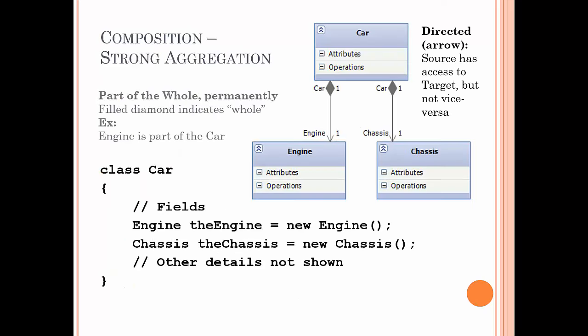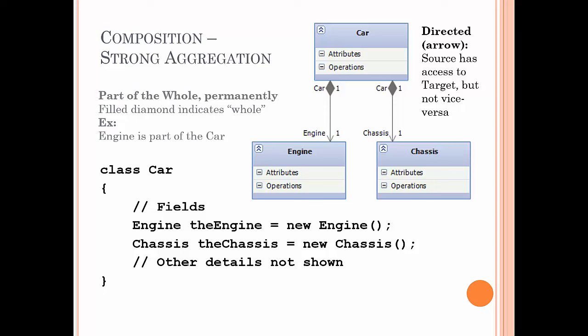Composition, or strong aggregation, is a relationship where one object is a permanent component of another. For example, a car really isn't a car without an engine. An engine is a necessary component of a car to make it a car. Otherwise, it's just a pile of junk or a frame. You may be able to swap out the engine or repair the engine, but it is still a necessary component of the car. UML uses a solid diamond to indicate composite relationships.